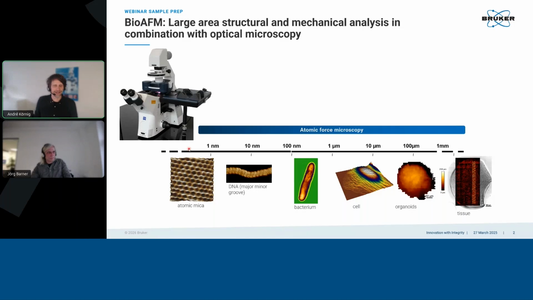So yeah, with AFM we can cover quite a range of sizes, going from very atomic resolution, which for BioAFM often is not bio, but then with DNA we start in the bio world, bacterial cells, organoids, and tissues. I try to cover for each section what you can do for sample preparation, because AFM is a surface technique, and in bio you often measure in liquid. So this means that you need to somehow immobilize your sample or your object of interest.